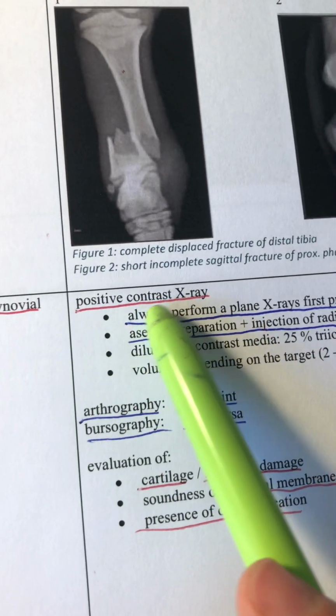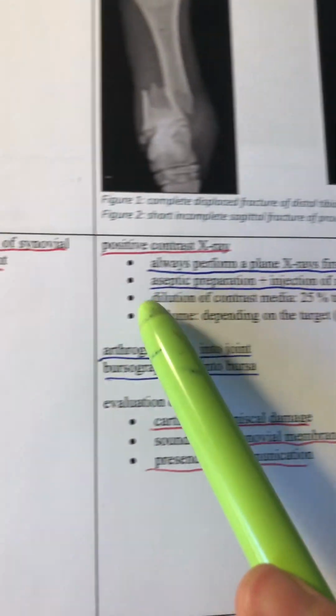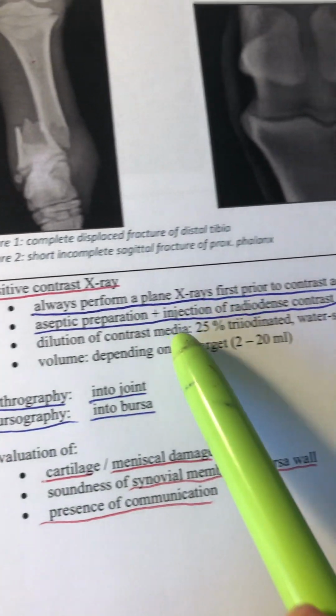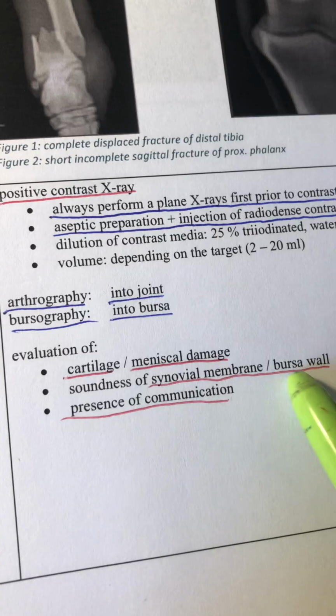Use positive contrast x-ray. Always perform plain x-rays prior to the contrast administration. Use aseptic preparation and inject radiodense contrast medium. And check the cartilage, the meniscal damage, synovial membrane, bursa wall, and the presence of communication.